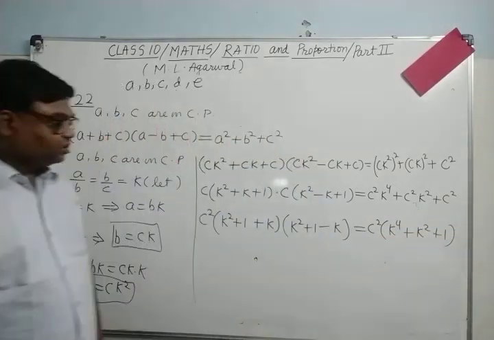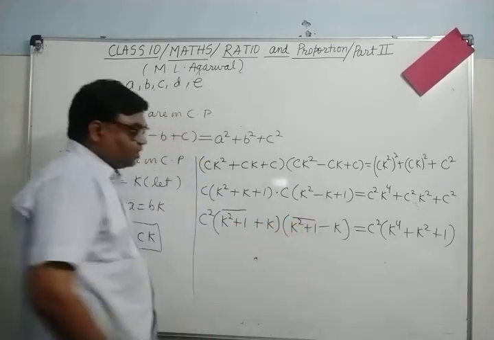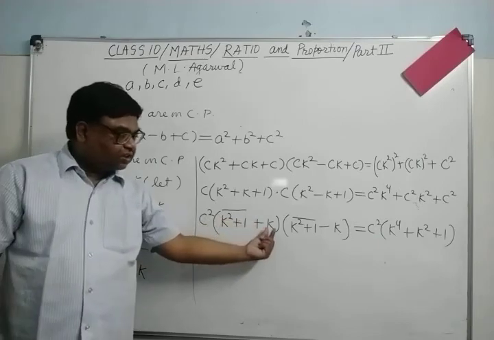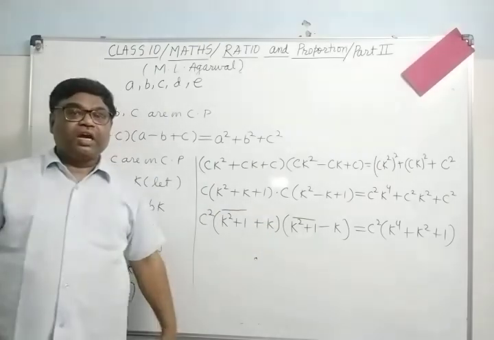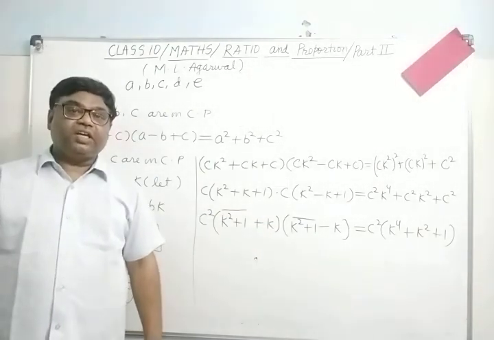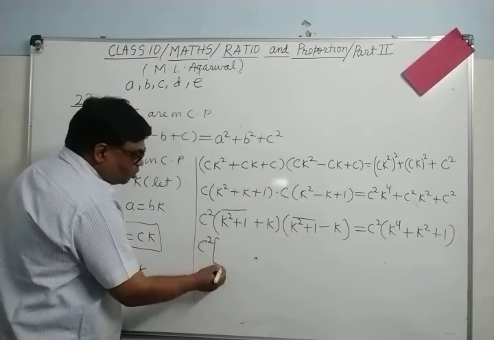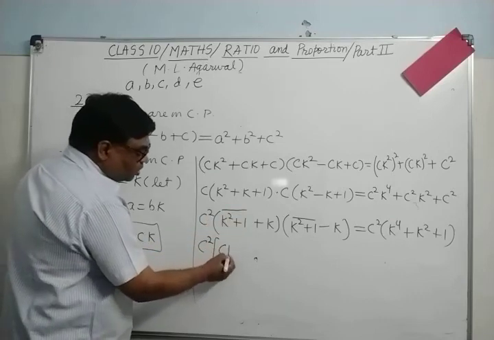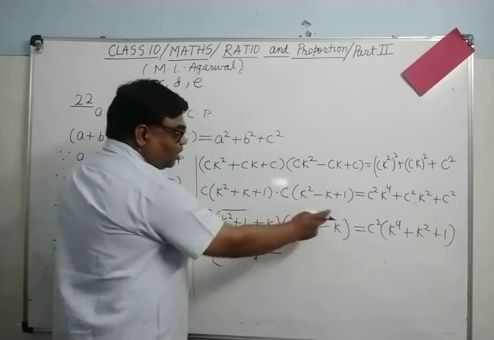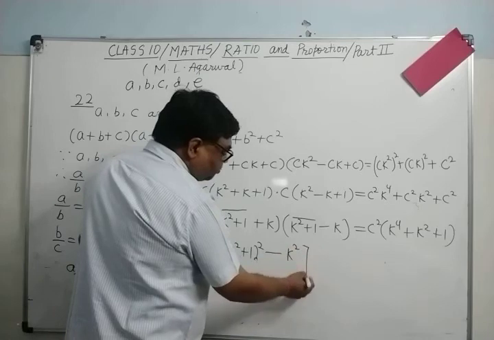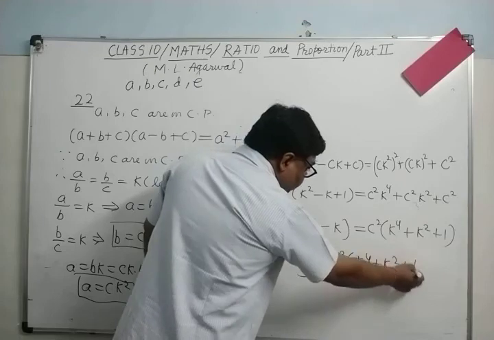Now you can see here, if you treat this together, it is like this: this plus K, here this minus K, which is like a plus b, a minus b. And what is a plus b into a minus b? It is a square minus b square. So what is in place of a? K square plus 1. So a square is K square plus 1 whole square, minus b square, where in place of b is K, so it is K square. C square, it is K power 4 plus K square plus 1.